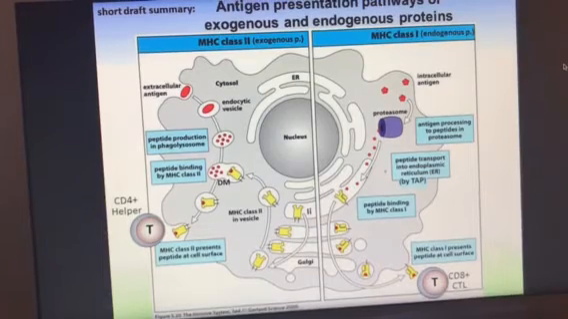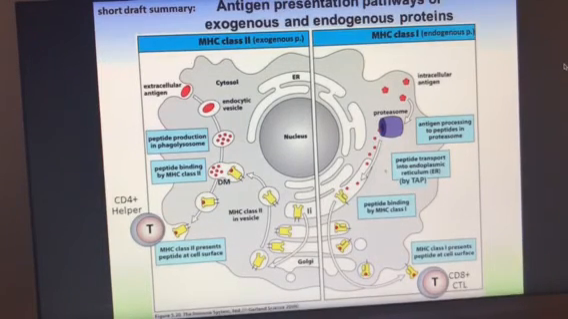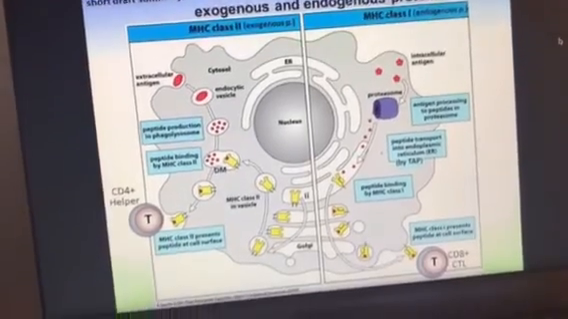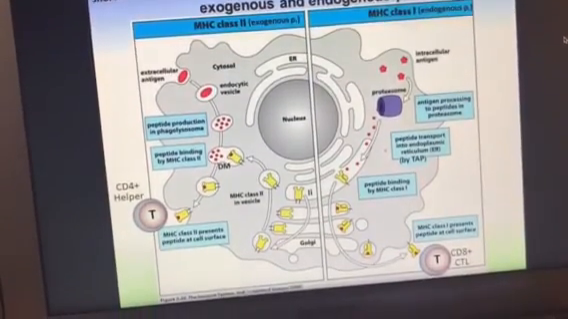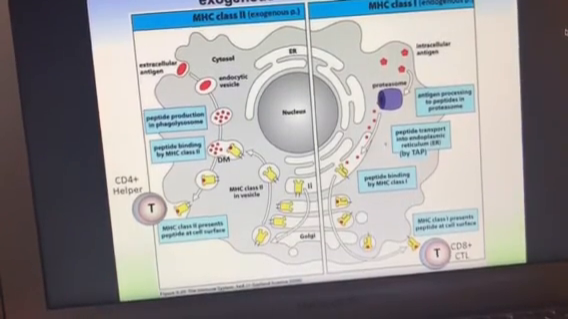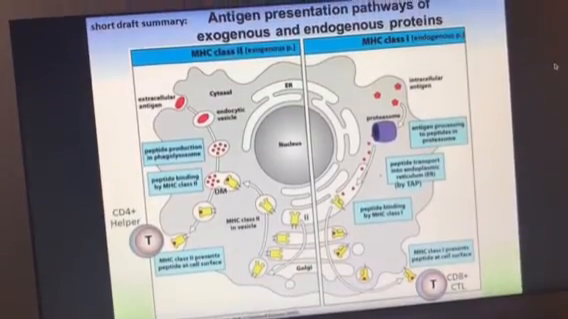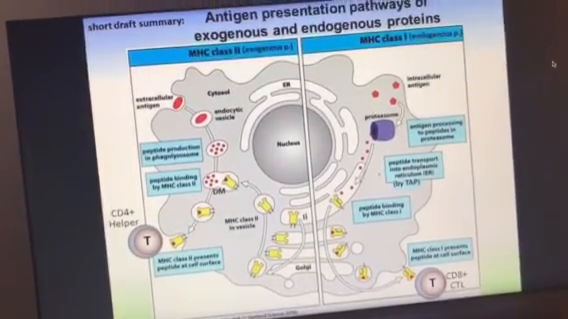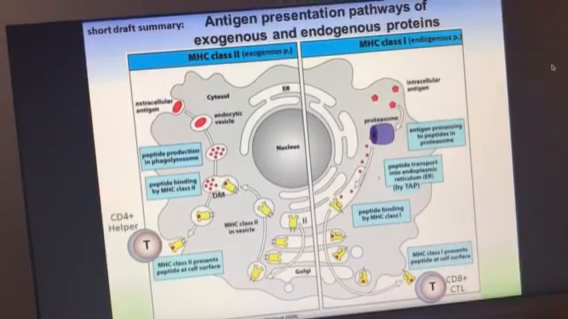Exogenous antigens are presented on MHC class 2 molecules. They are recognized by T helper cells, whereas endogenous antigens are presented on MHC class 1 molecules, and they are recognized by TCYT cells. So that is what I got from it, and this picture helped me visualize what is going on within.